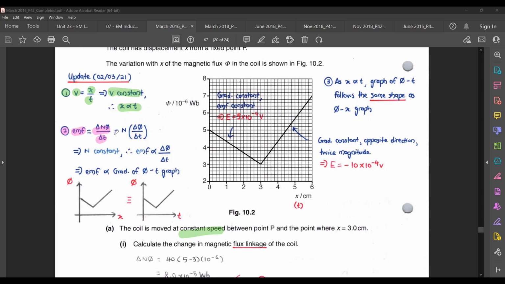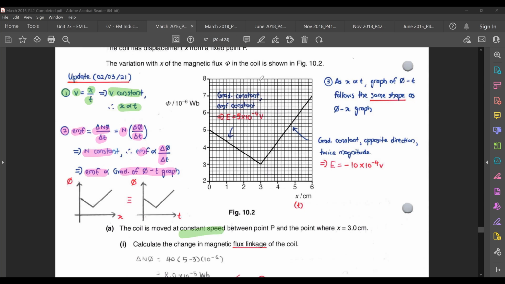If you just bring out your number of coil turns, this one will be N times rate of change of flux. N being constant here would mean that EMF is proportional to the rate of change of flux, which in turn will tell you that EMF is proportional to the gradient of your flux-time graph.